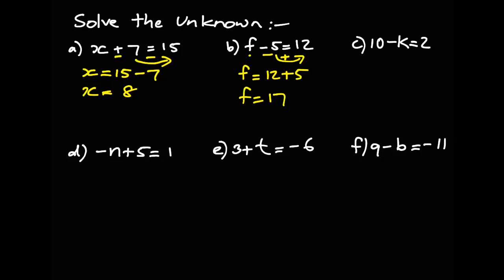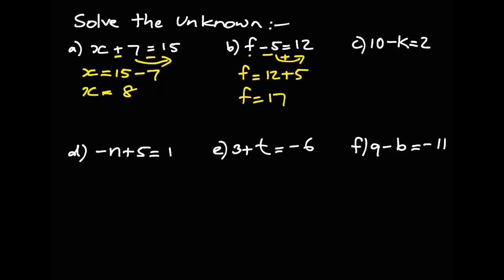Okay, for C, we could do this a couple of different ways. We could bring the negative k across to be a positive k, and we could bring the 2 across this side, which is a positive 2, bring it over as a negative 2. So that would give us 10 minus 2 equals k. So k equals 8.